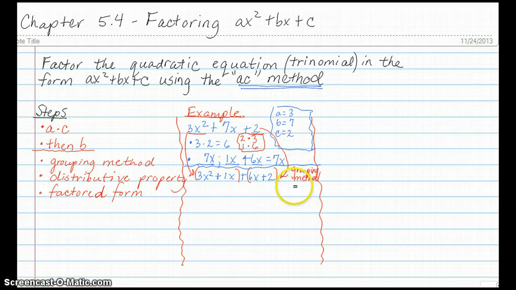And from there, we're going to use the distributive property, which is kind of like division. You take out the things that are common. So in 3x squared and 1x, they have one common x. And in 6x and 2, they have a common 2. So here's what it's going to look like. You factor out the x. I'm going to factor out the x.